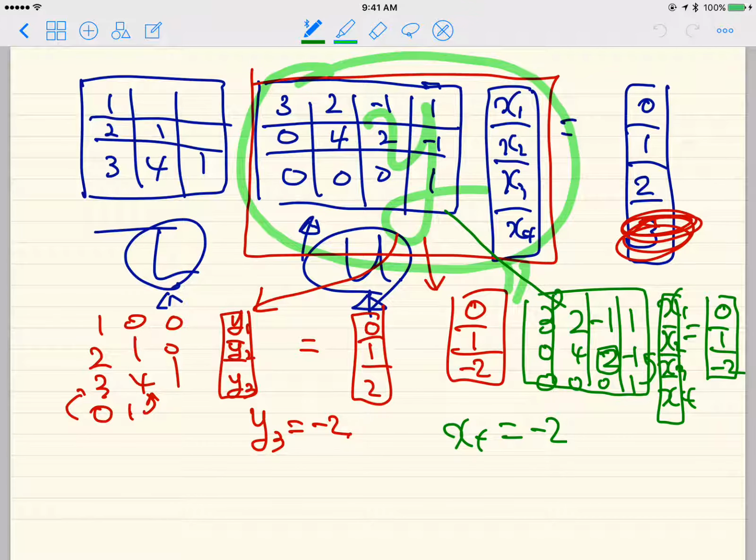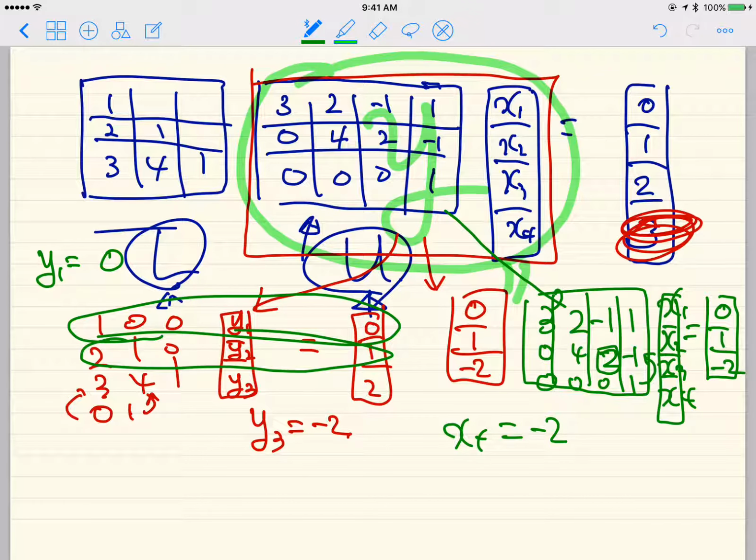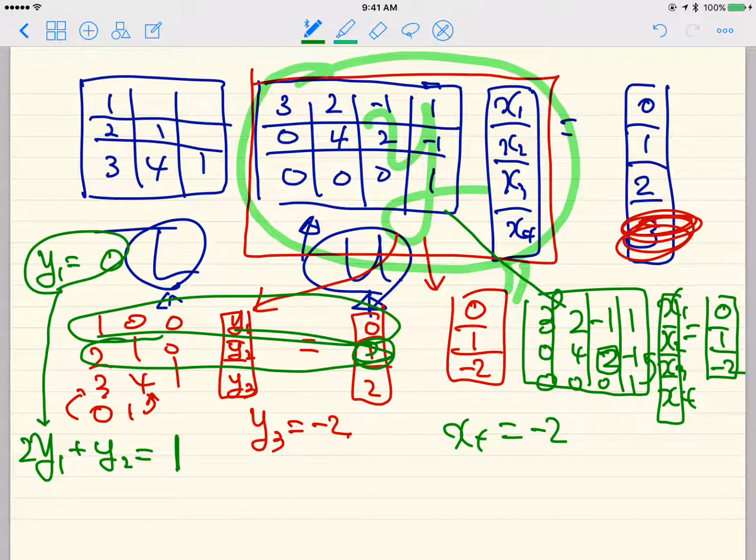Oh, this one is 0, 1, minus 2. If you imagine the original equation, y1 will become 0. y1 is equal to 0. What about the second one? It's 2y1 plus y2 equals minus 1. Sorry, plus 1. You can plug this into here, and then the only remaining variable is just one. That's how we substitute. Thank you very much.